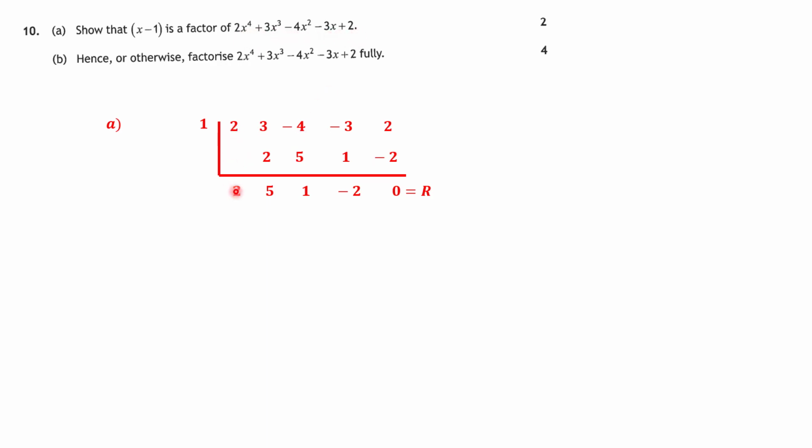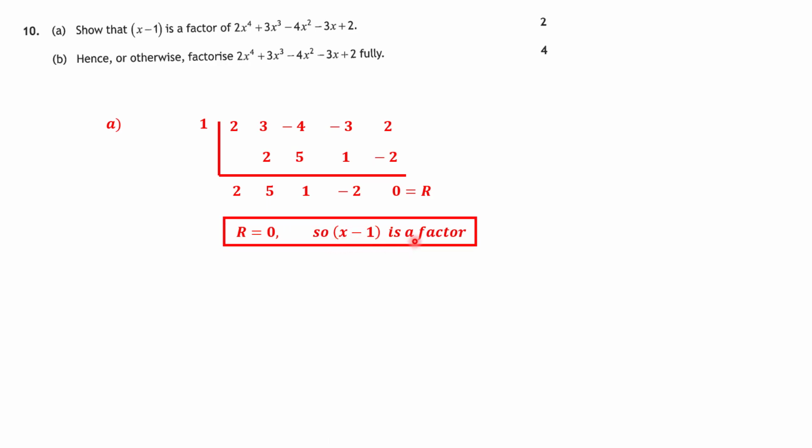So we bring this down, multiply it by 1, we get 2. We add these two numbers, that's 5, multiply by 1 to get 5. We add these two numbers to get 1. We multiply by 1 to get 1. We add these two numbers to get negative 2. Multiply by 1 to get negative 2. We add these and we get 0. Now this is the remainder, and we've got a remainder 0, so x minus 1 is a factor.